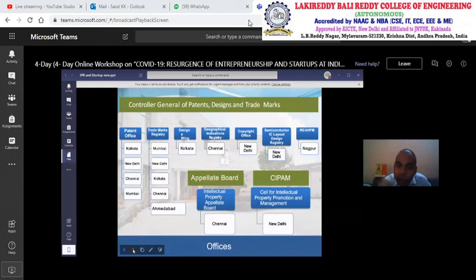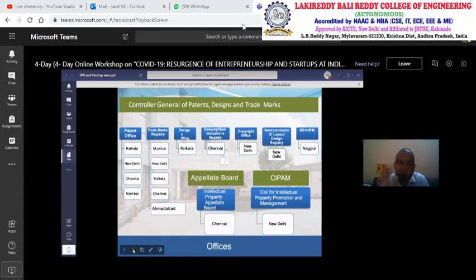Suppose you are sitting in Andhra Pradesh University and want to file a patent or intellectual property right. Through e-filing you can choose your jurisdiction, the Chennai office, and submit everything, and within a day your filing procedure is ready, and you will get an acknowledgement that we got your file and we are now proceeding with it. So we have different offices.